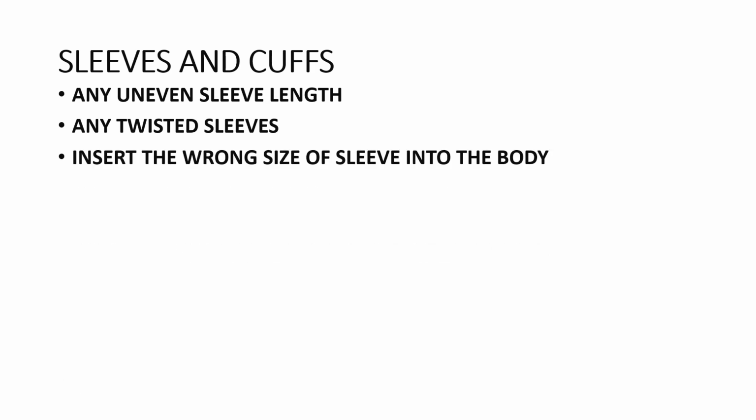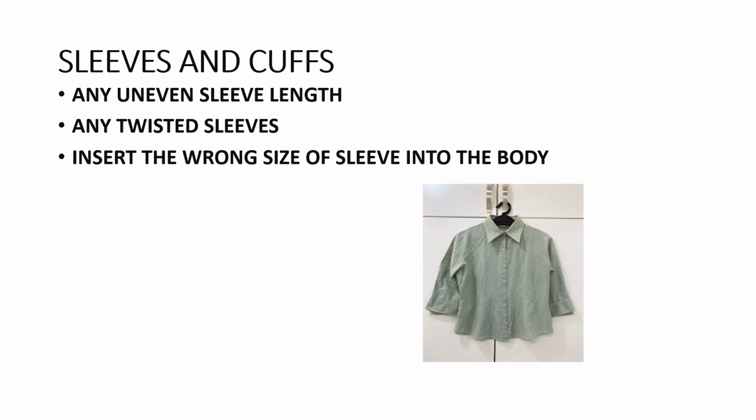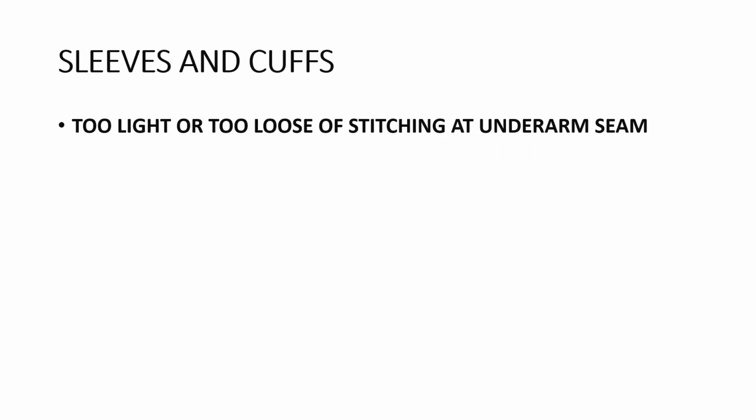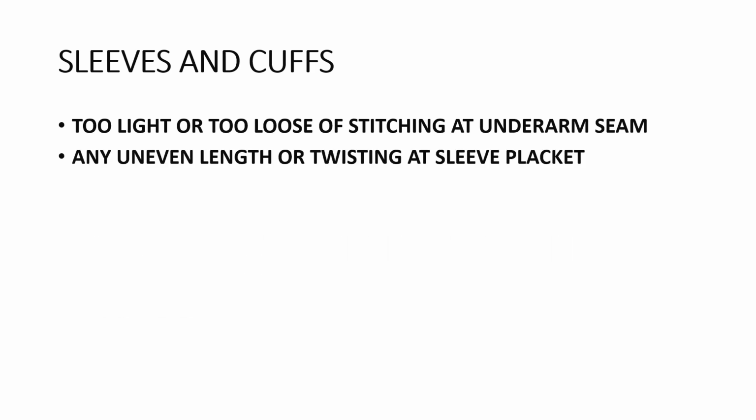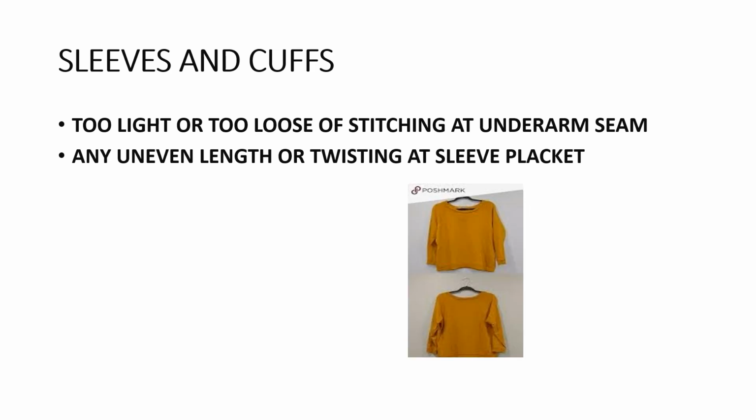And one must also see the sleeves and cuffs part. Uneven sleeve length is not acceptable. Any twisted sleeve is not acceptable. Now, a wrong size of sleeve into the body is also not acceptable in the garment. Now, regarding sleeves and cuffs, too tight or too loose stitching at the underarm seam is not permitted.